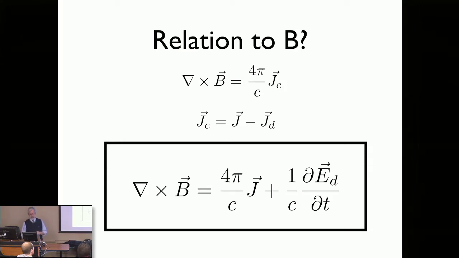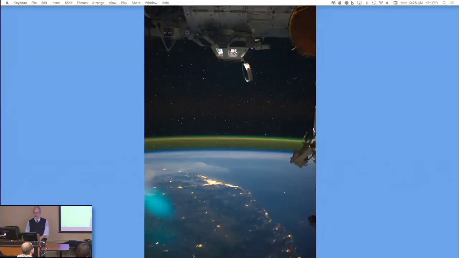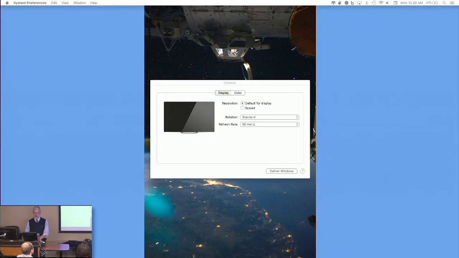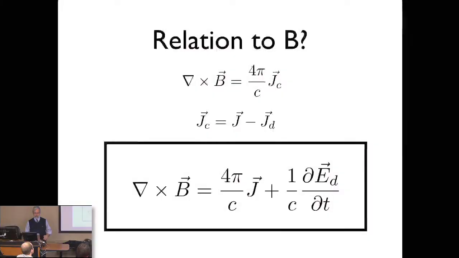Okay. Hang on, I can change this around so I can use the pointer here. No, it doesn't show. Okay, so but you see that the total J is a superposition.